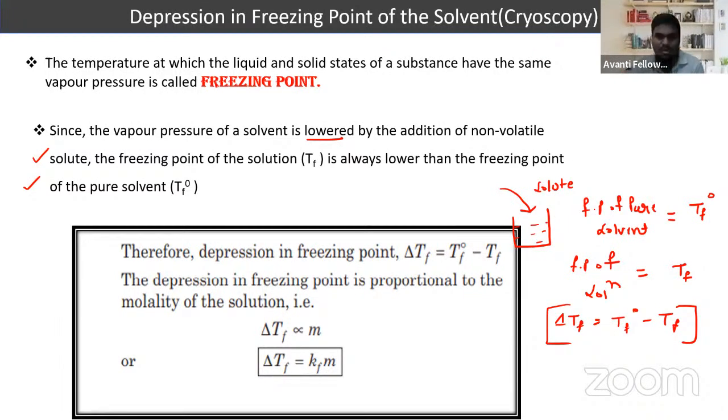So m is known as molality and Kf is known as molar depression constant, or another name of Kf is cryoscopic constant, right? So this is also known as cryoscopic constant. So this is all about the depression in freezing point. I hope this is clear to you.